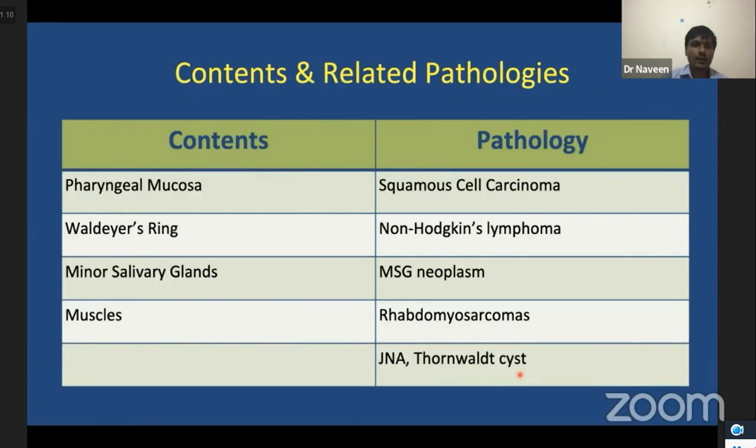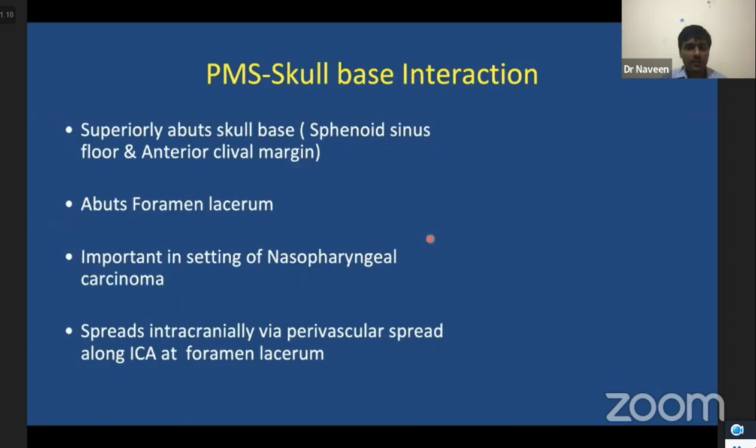The contents and the corresponding pathologies: pharyngeal mucosa gives rise to squamous cell carcinoma, Waldeyer's ring gives rise to non-Hodgkin's lymphoma. Minor salivary glands can give neoplasms, most commonly the mucoepidermoid carcinomas. Muscles can give rise to rhabdomyosarcomas. Other miscellaneous lesions like juvenile nasopharyngeal angiofibroma and Thornwaldt cyst can be seen in the pharyngeal mucosal space.